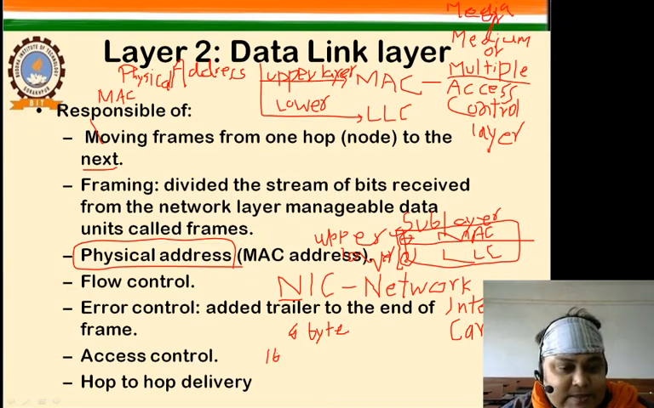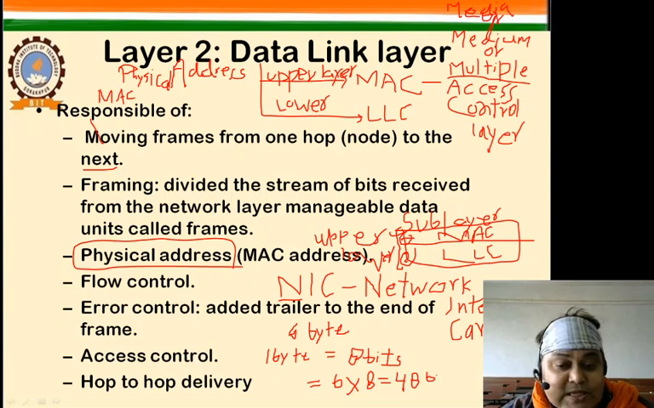1 byte means 8 bits. Okay, 1 byte means there are 8 bits. So my question is, how many bits are in 6 bytes? The answer is, you have to multiply 6 bytes by the 8 bits in 1 byte. So 6 multiplied by 8, what is the answer? Okay, it is 48 bits.